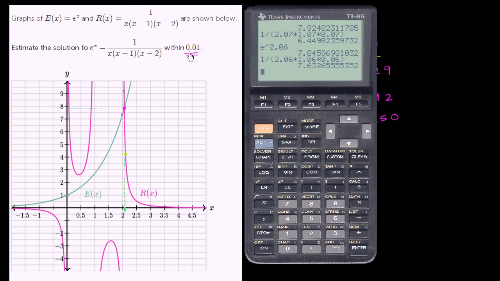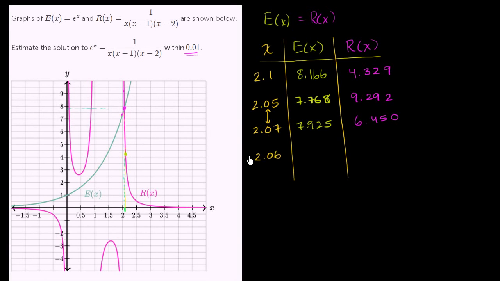But for the precision that they gave, they don't say that these have to equal each other. They say, let's estimate the solution. So there's some actual precise solution to this right over here, some x value where these are actually equal to each other. That's the x value which gives us this point of intersection. We just have to get within 0.01 of that x value. And 2.06 definitely does the trick.